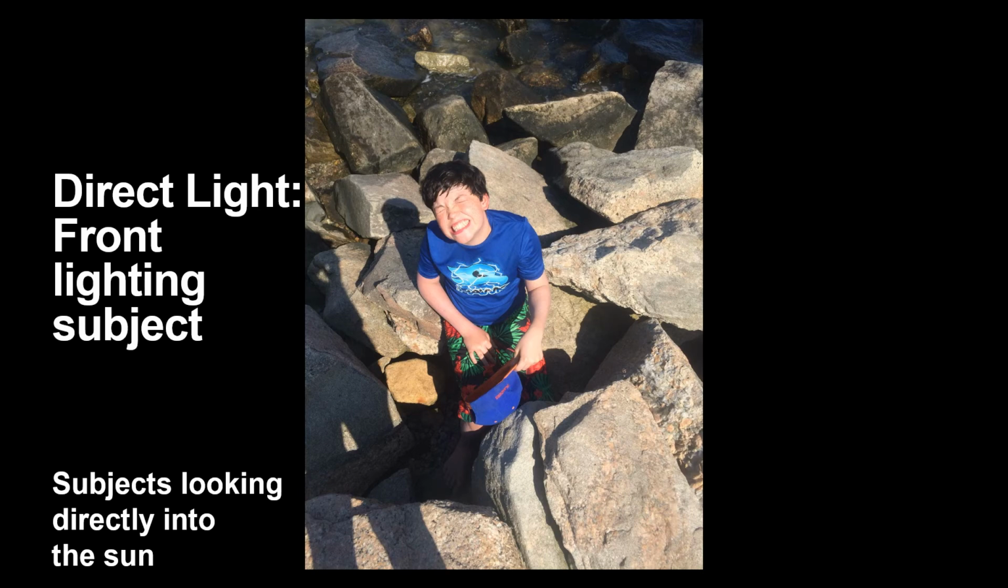Considering how bright the sun is on my son's face in this photo, so much so that he can't even open his eyes, this is an example of front lighting. When your subject is front lit, yes, your subject might be blinded by the sun, but you can actually make out all of the detail on their face and their clothing.